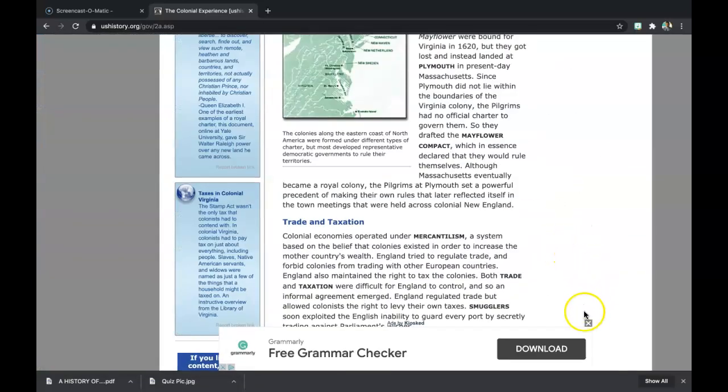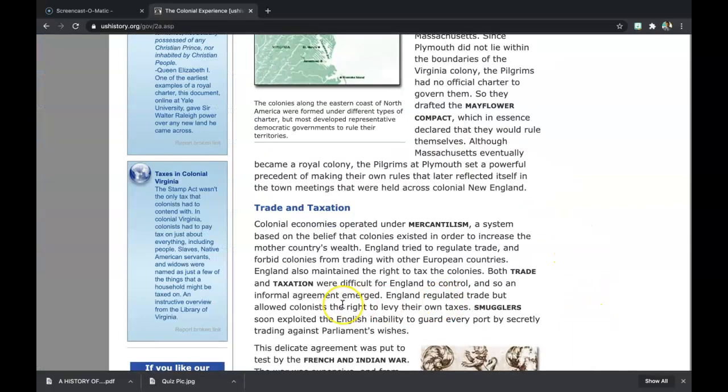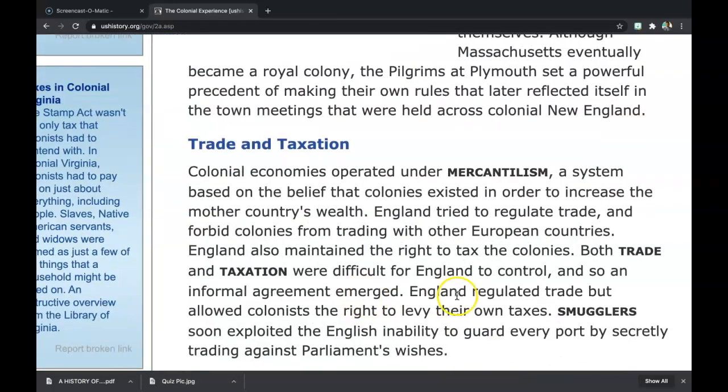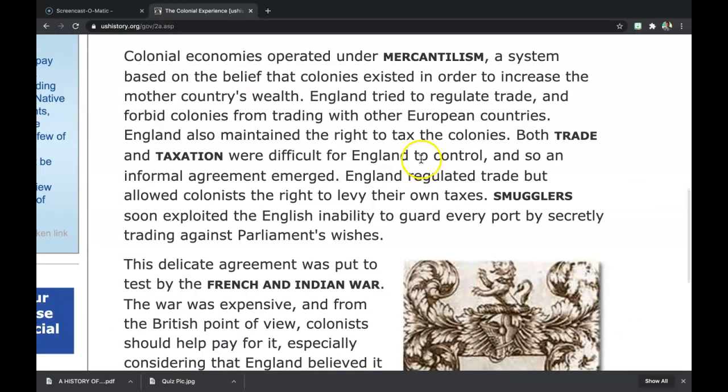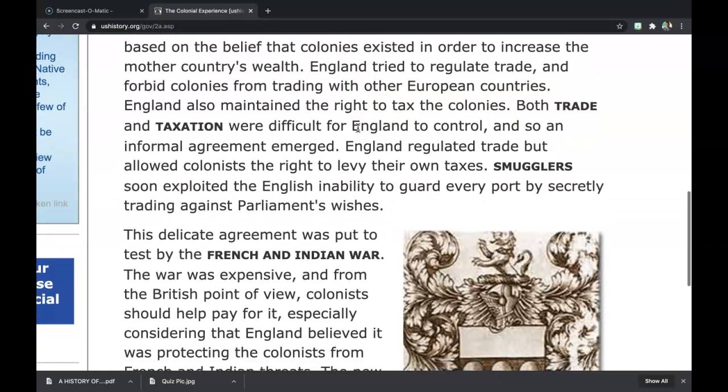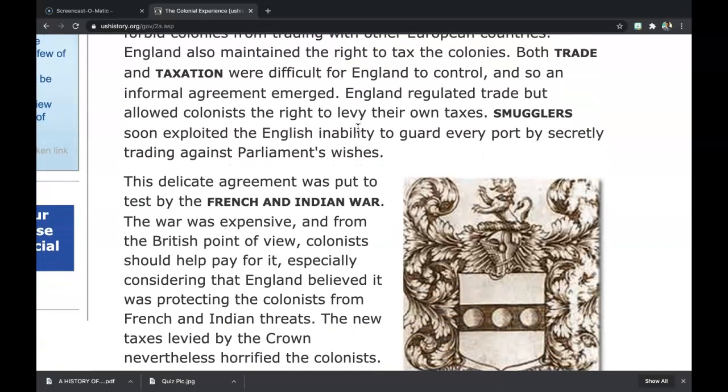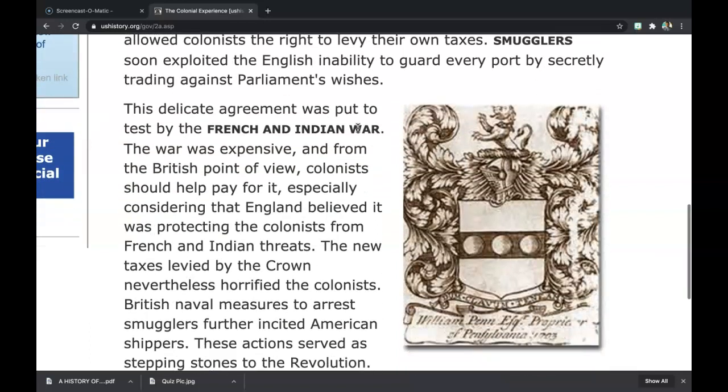Next, let's talk about trade and taxation. Colonial economies operated under mercantilism, which is a system based on the belief that colonies existed in order to increase the mother country's wealth. England tried to regulate trade and forbid colonies from trading with other European countries. England also maintained the right to tax the colonies. Both trade and taxation were difficult for England to control, and so an informal agreement emerged. England regulated trade but allowed colonists the right to levy their own taxes. Smugglers soon exploited the English inability to guard every port by secretly trading against Parliament's wishes.